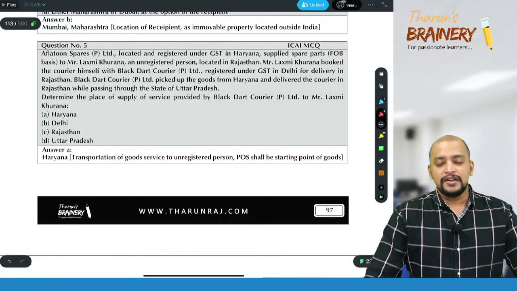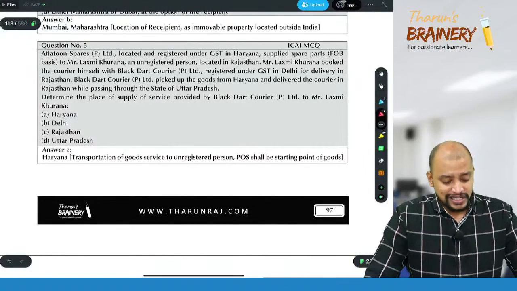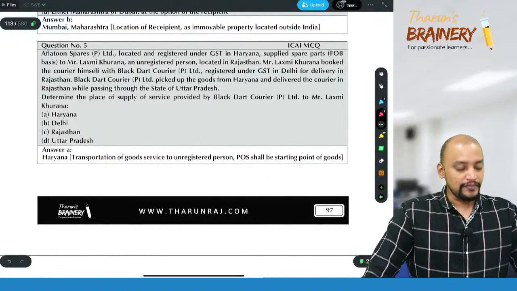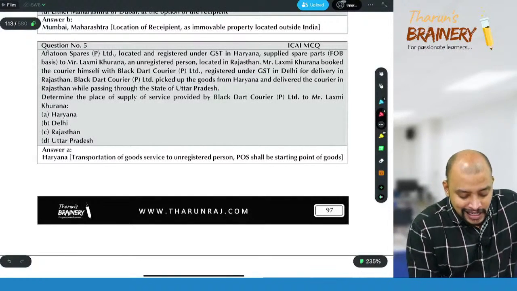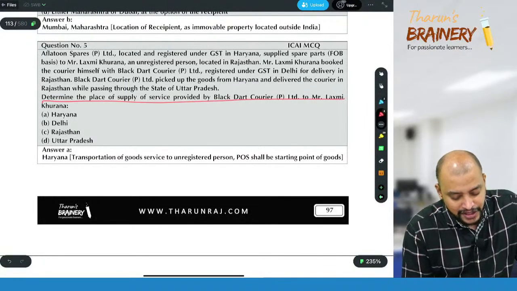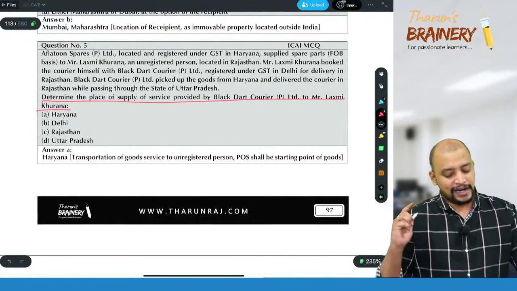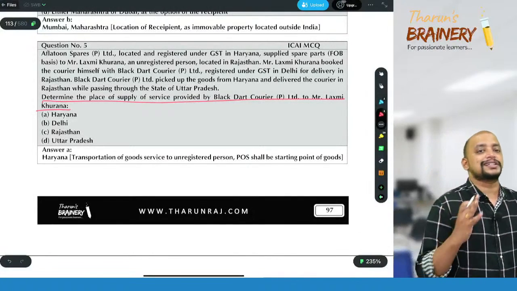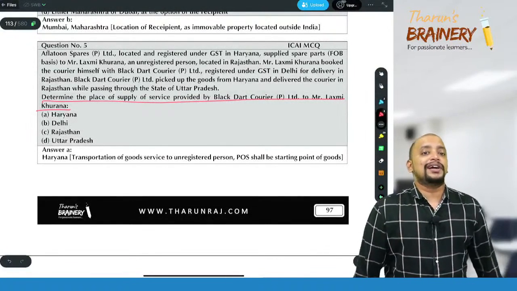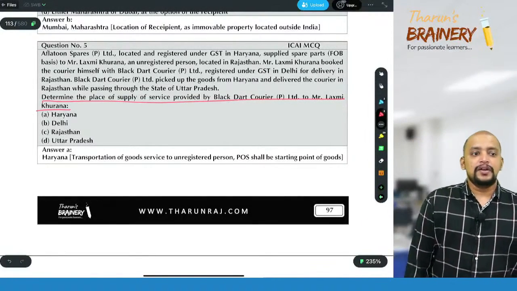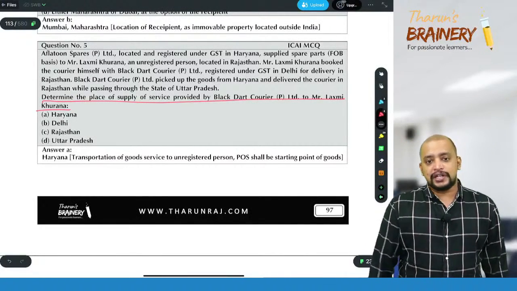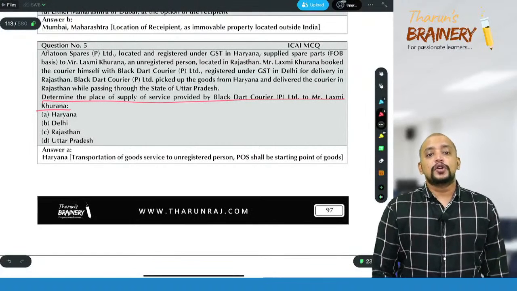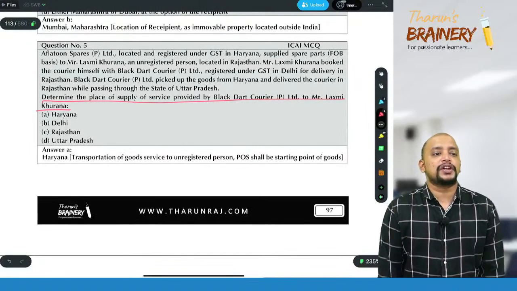Determine the place of supply of service provided by Black Dot Courier Private Limited to Mr. Lakshmi Kurana. First, we need to see whether it is goods or services. It is not goods, it is a service, because they clearly ask about the place of supply of service provided by Black Dot Courier to Lakshmi Kurana. So, section 12 or 13? Section 12. Why 12? Because both are in India. Then again, what is the situation? This is a transportation of goods service.